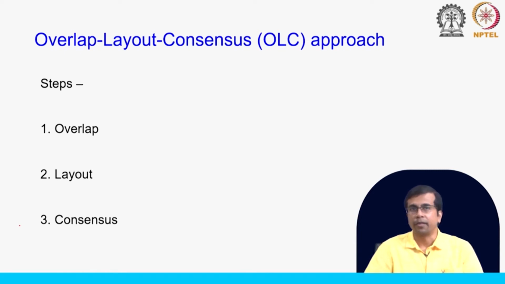So, just to summarize what we have seen in the overlap layout consensus approach, there are three steps. The first step is building the overlap graph. The second step is doing the layout, where we remove the inferred edges, that can be inferred from other edges of the network. And the third step is the consensus calling, where we determine the sequence of the reference genome.